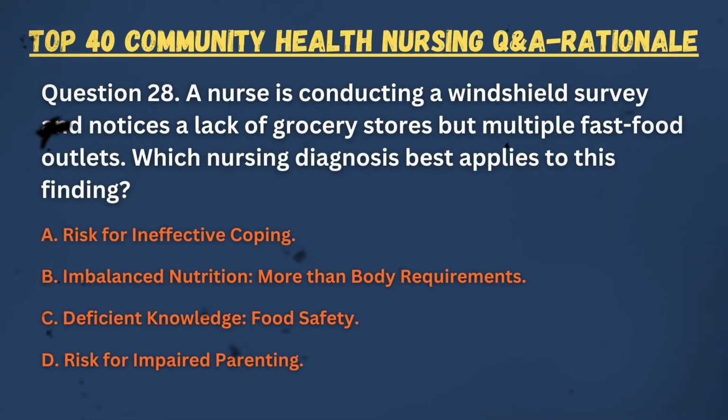Question 28. A nurse is conducting a windshield survey and notices a lack of grocery stores but multiple fast food outlets. Which nursing diagnosis best applies to this finding? A. Risk for ineffective coping. B. Imbalanced nutrition: more than body requirements. C. Deficient knowledge: food safety. D. Risk for impaired parenting.